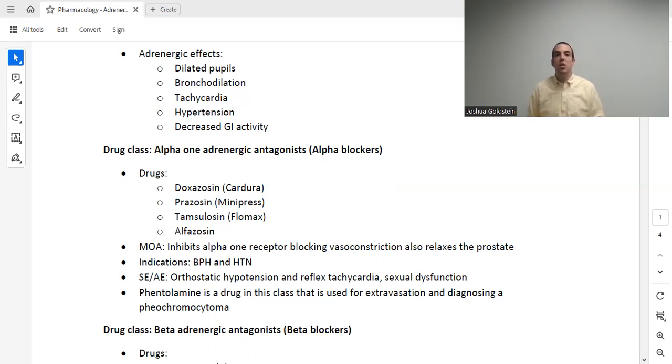So let's go ahead and let's talk about drugs that activate and inhibit each of these adrenergic receptors. We'll start with alpha-1 adrenergic antagonists, also known as alpha blockers.